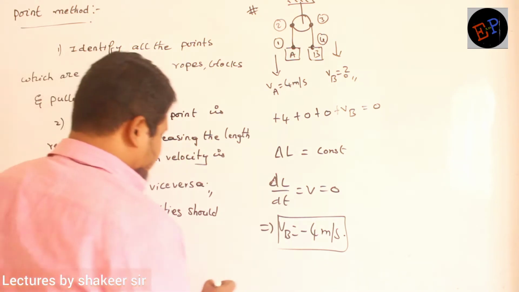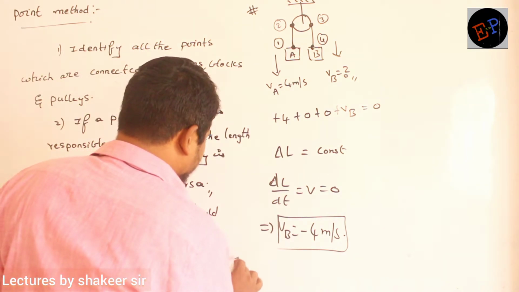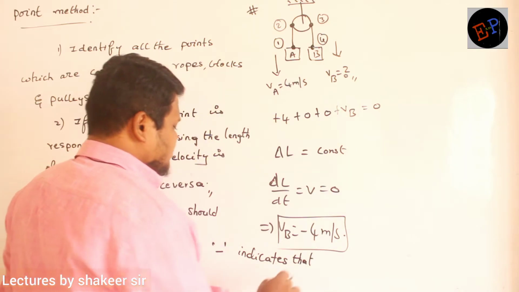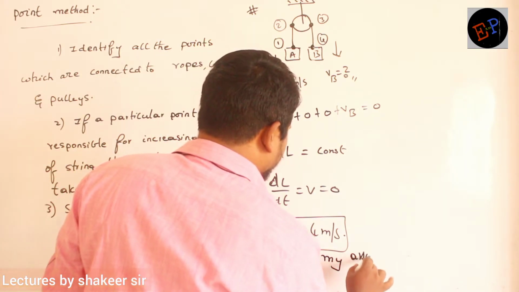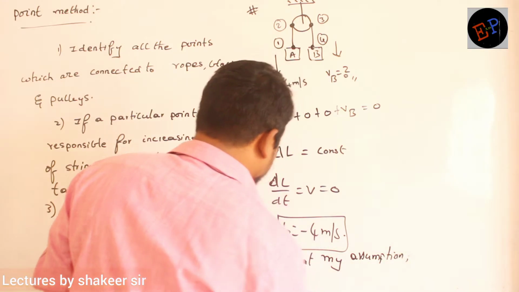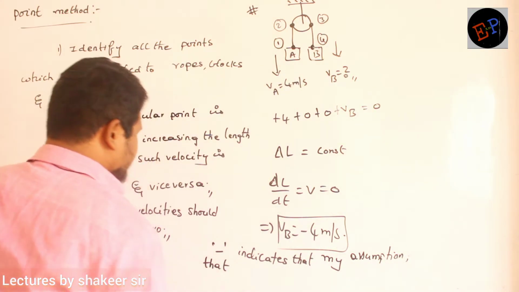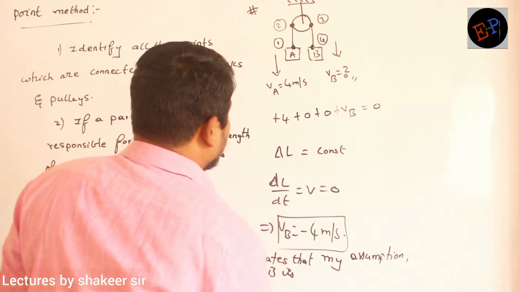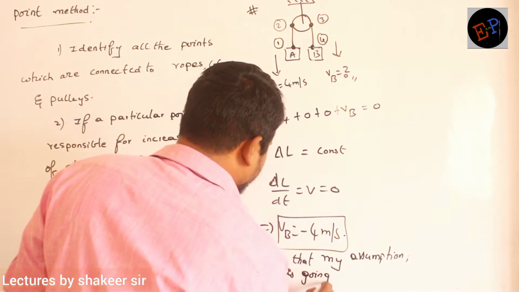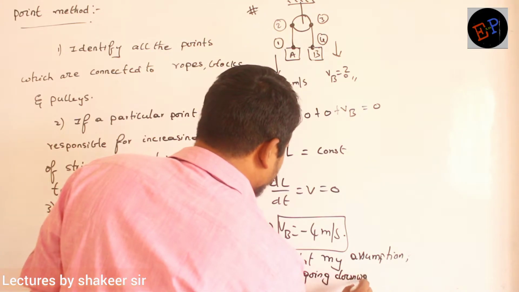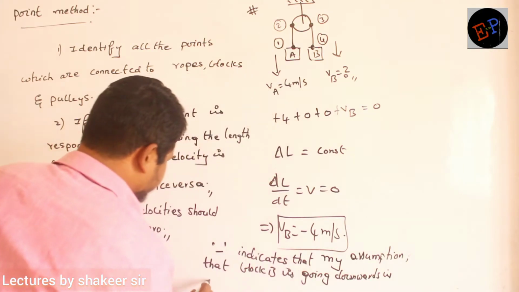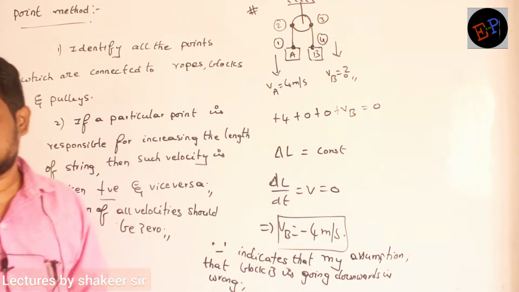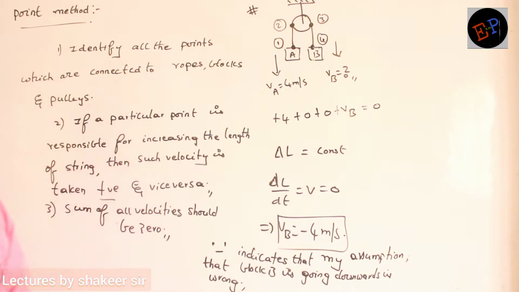Okay. So therefore negative indicates that my assumption that block B is going downwards is wrong. Okay, ma'am? My assumption is wrong. So actually body B is moving in the upwards direction. That's it. Fine, ma'am? Okay.